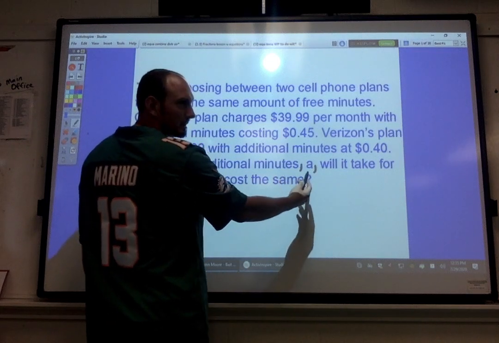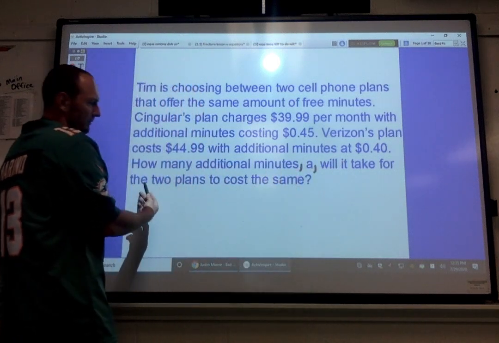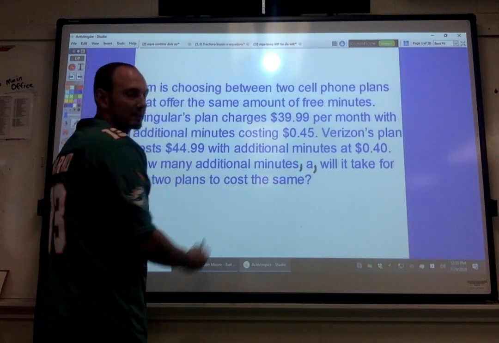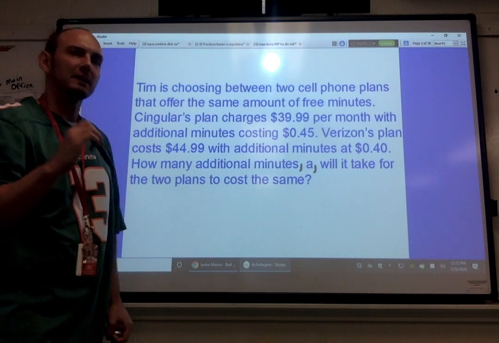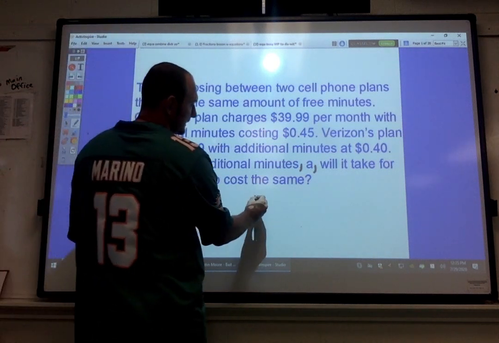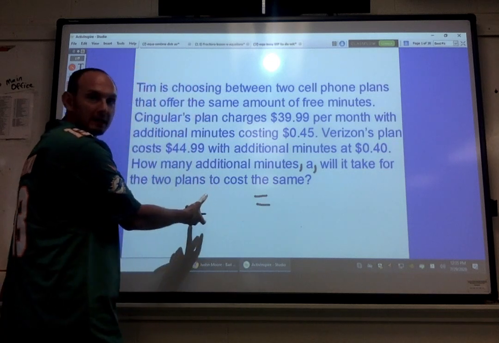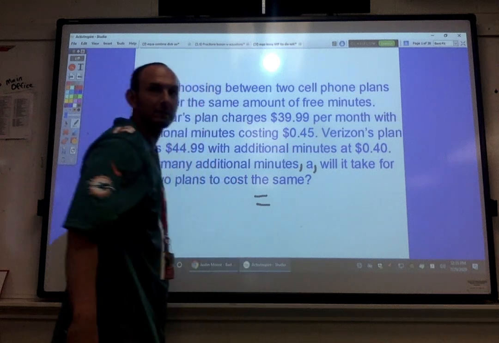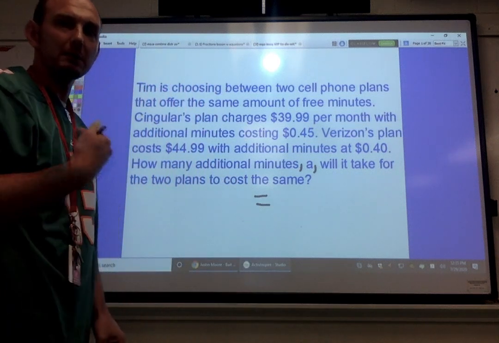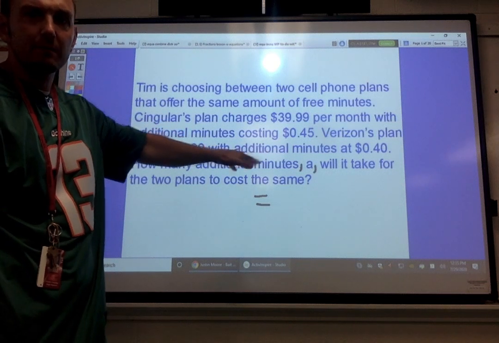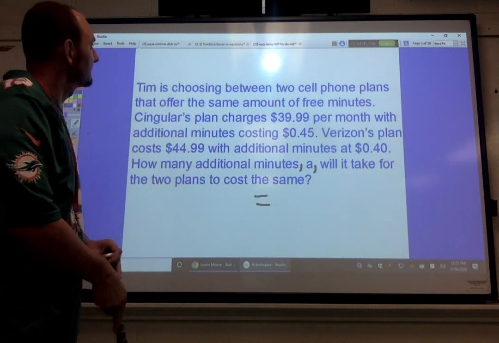How many additional minutes will it take for the two plans to cost the same? So right there, they're telling me it costs the same, two plans. As I reread it, I know this plan is going to be equal to the other plan. Now I just need to read it, get my information, figure out what goes with the letter A, and what each plan is going to cost.